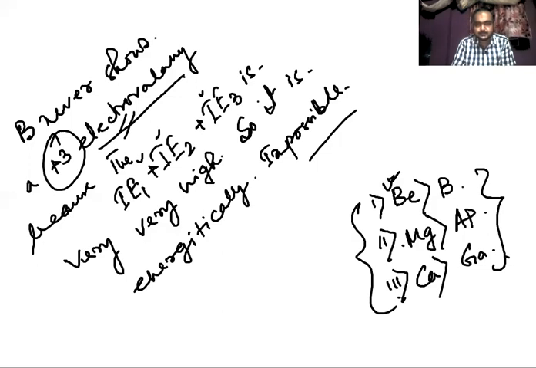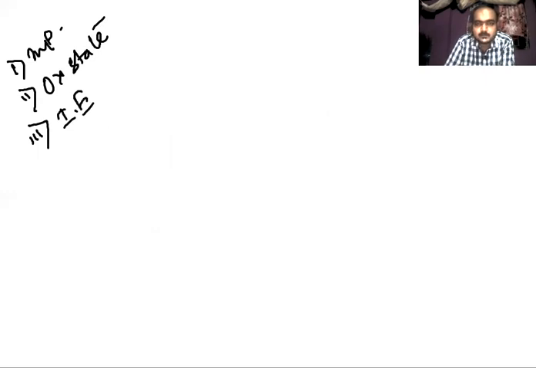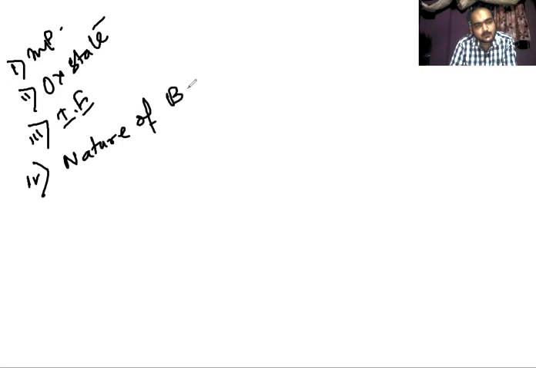Next one. Okay, the next one. So we have covered up to melting point, number 2 oxidation state, number 3 ionization energy. Now we should see about the nature of bonding. Nature of bonding. What happens here?